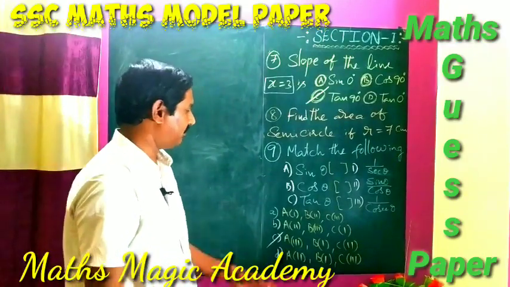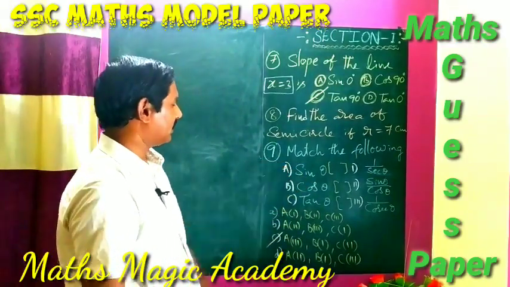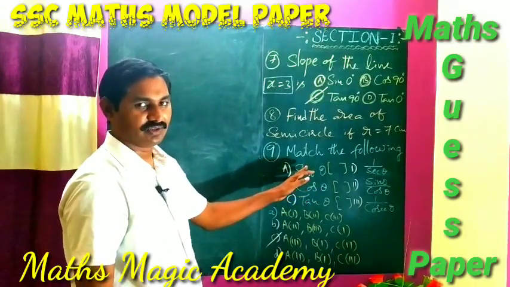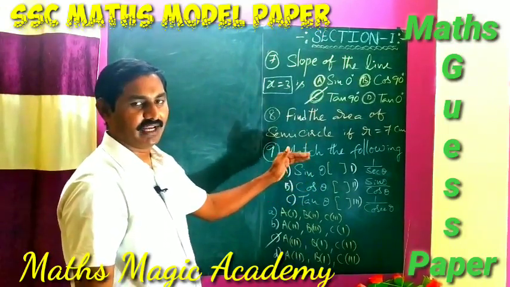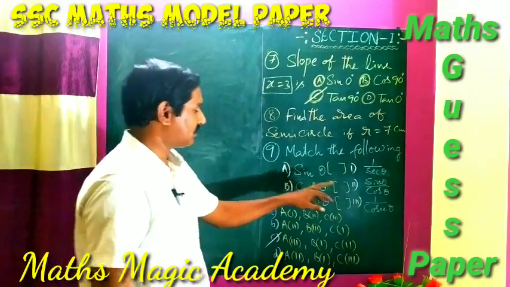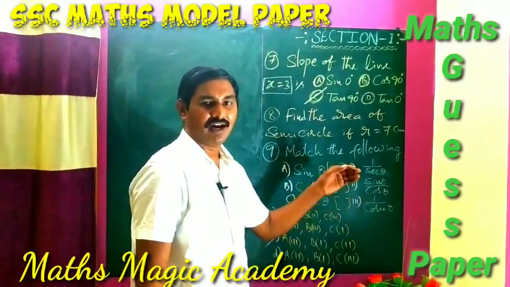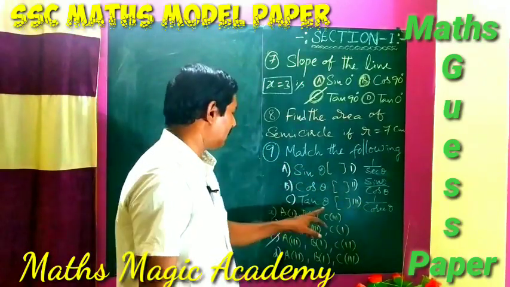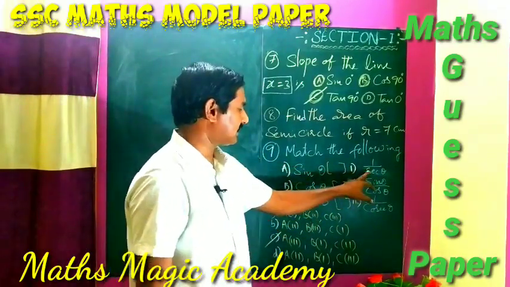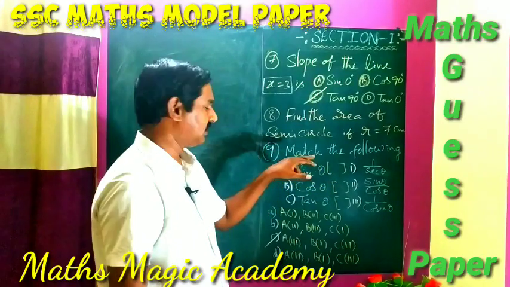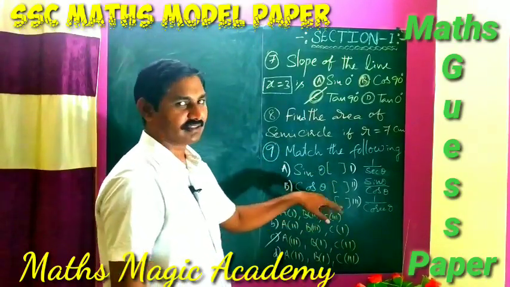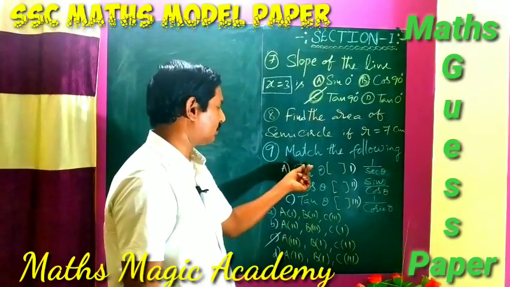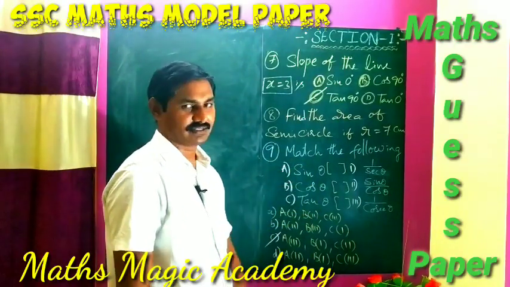So it is a basic question only. We can learn those basic things. Sin theta is equal to opposite side by hypotenuse, whereas cosecant theta is hypotenuse by opposite. So these two are reciprocals. Cos theta and secant theta are reciprocals, and tan theta and cot theta are reciprocals. But tan theta can also be written in two terms, that is sin theta by cos theta.